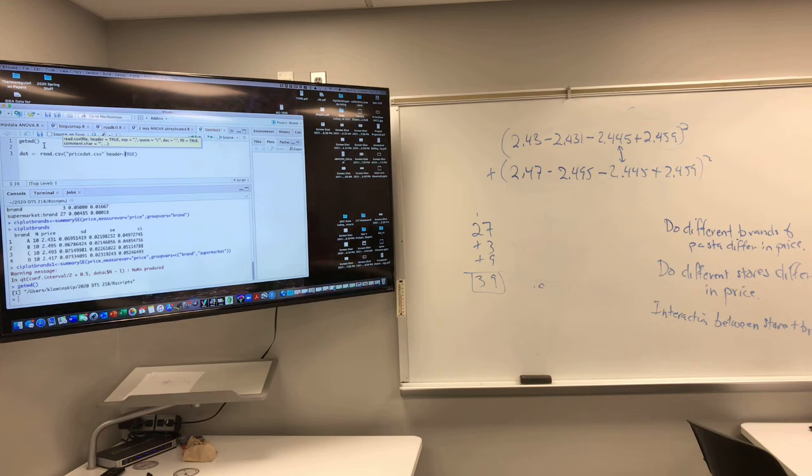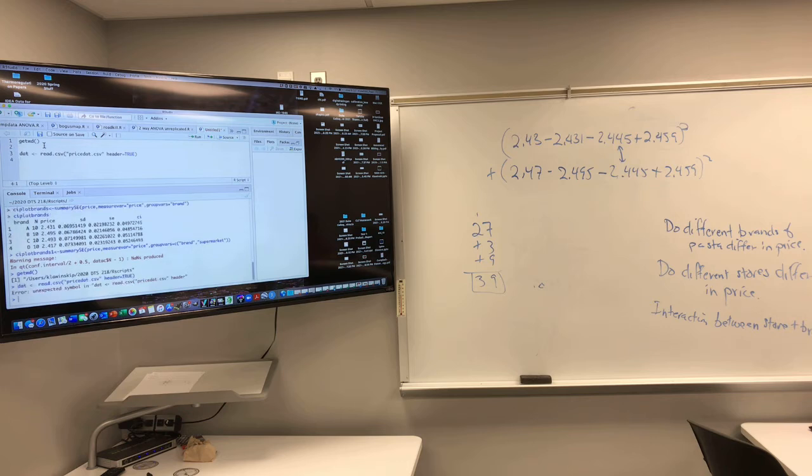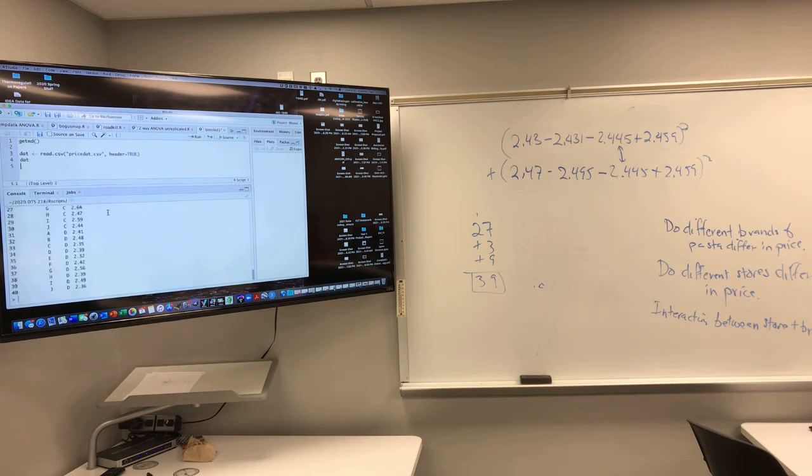So open up an R script and read in your data file if you haven't already done that. And since it's a small data file, you can actually just look at it in its entirety. Once again, we have supermarkets, we have brands, we have prices.